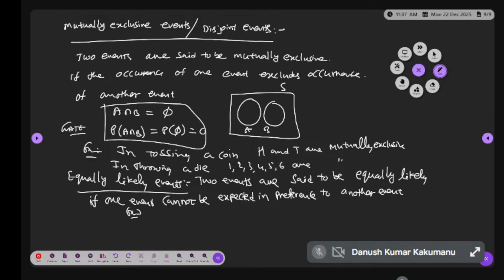Example, in tossing a coin, what is the probability of the head and the probability of the tail? Both are equal to 1 by 2. They are called equally likely. In throwing a die, 1, 2, 3, 4, 5, 6 are also equally likely.